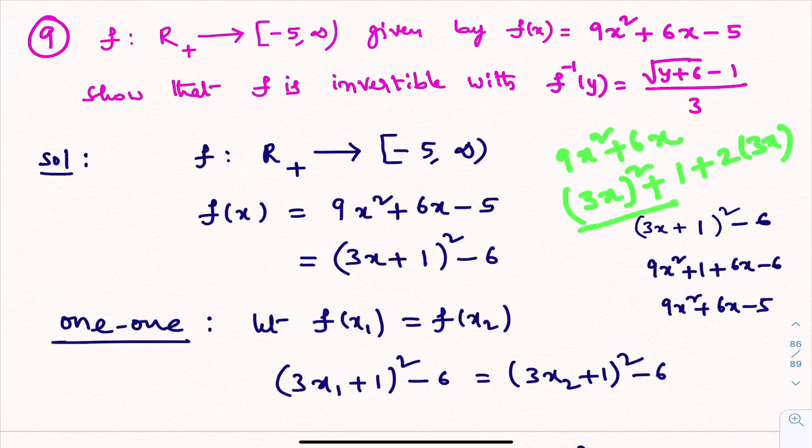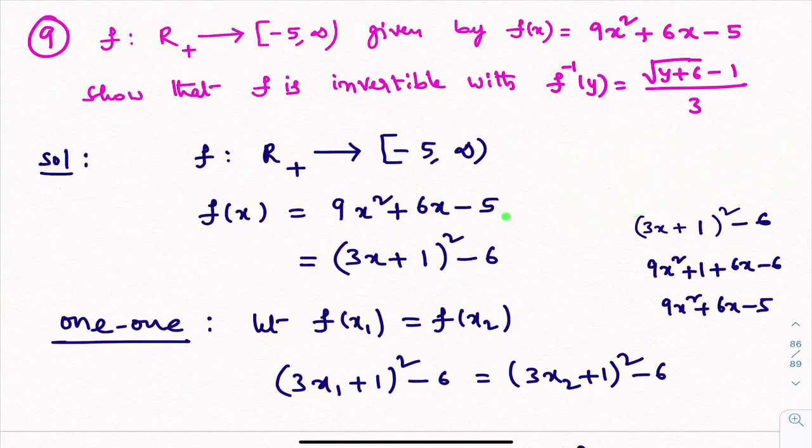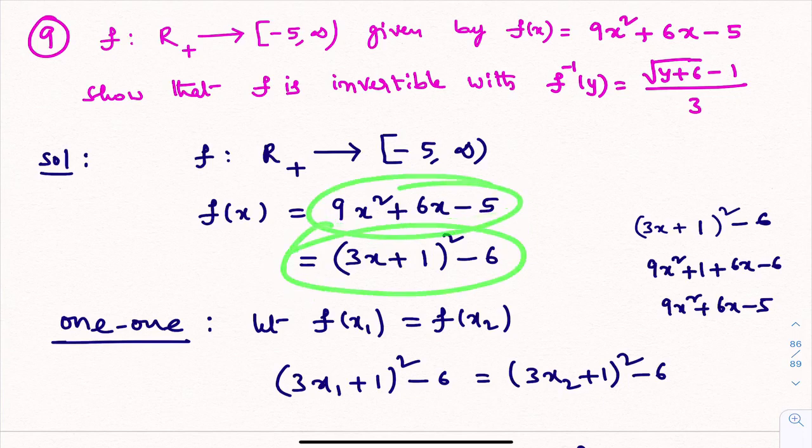This is nothing but, you see this place, this is nothing but 3x square plus 6x plus 1. Here we need minus 5, na? That's why I'll write minus 6. With a little bit of practice you can understand how we can write this expression into this form. This is the key step here. If you understand this step, the rest of all are very easy.